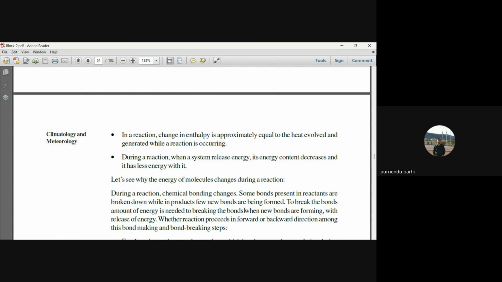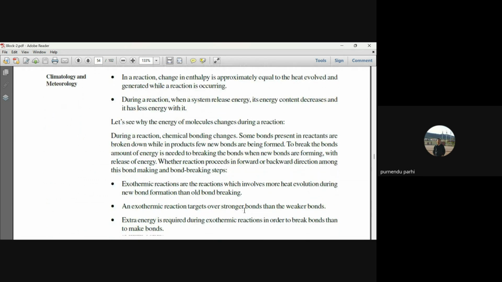In a reaction, the change in enthalpy is approximately equal to the heat evolved and generated while the reaction is occurring. During a reaction, when a system releases energy, its energy content decreases and it has less energy with it.